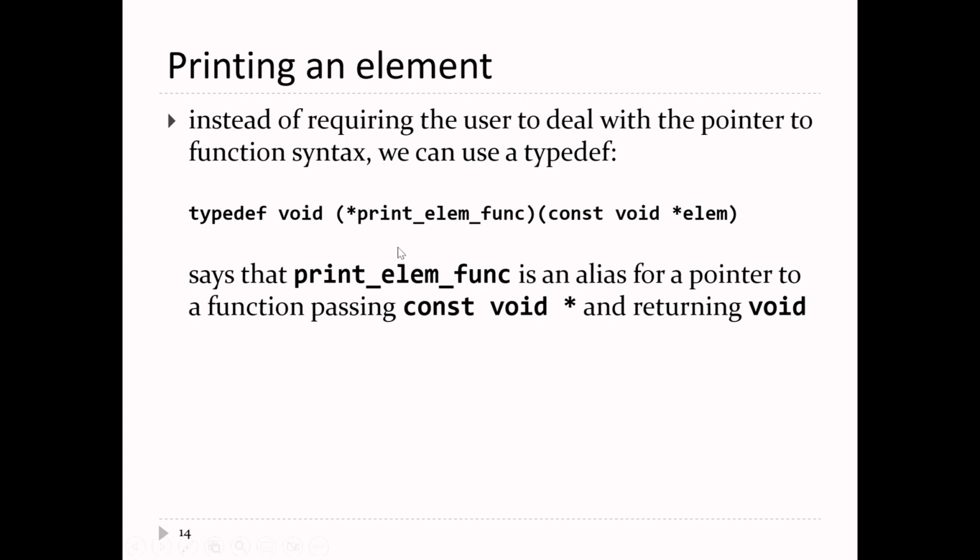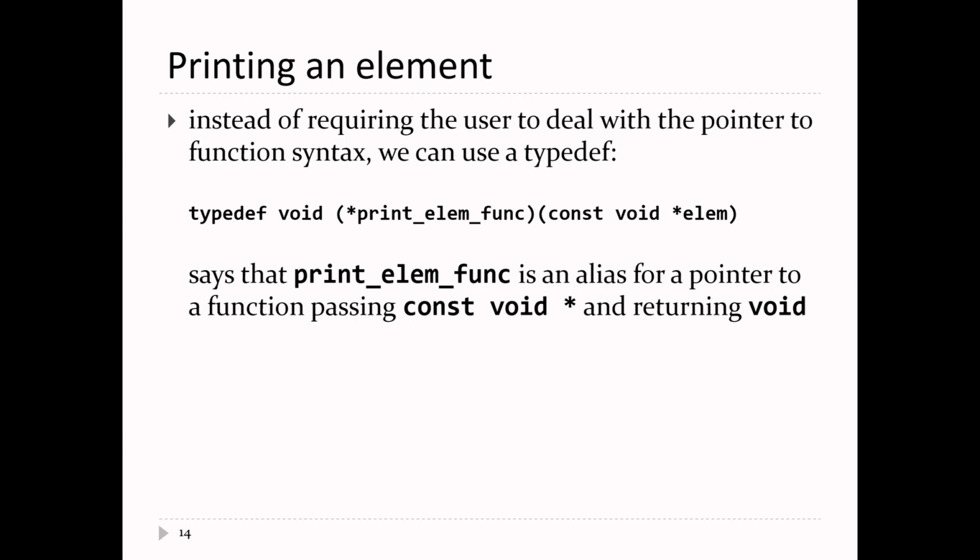Remember how typedefs work: it's typedef, your actual type, and then your new alias for the type. When it's a pointer to a function, it looks slightly different. Your new alias for the type is the name inside the round brackets. So my alias is called print elem func, a pointer to a function that can print an element. The actual type of that object is a function, so that's what the star inside the round brackets means, that returns void and has a const void pointer to an element. So there's your typedef.